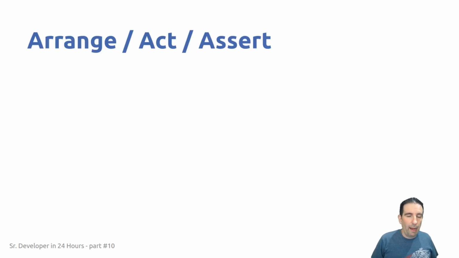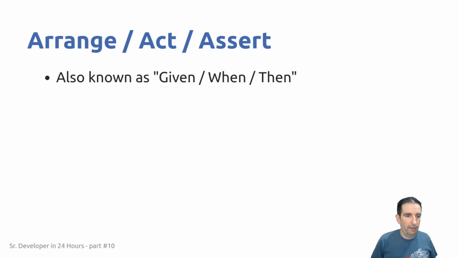All right, how do we organize our tests? The easiest way to organize a single test is to follow the arrange, act, assert paradigm. This is also known as given, when, then. And it's basically just breaking up each unit test into three easy to understand sections.